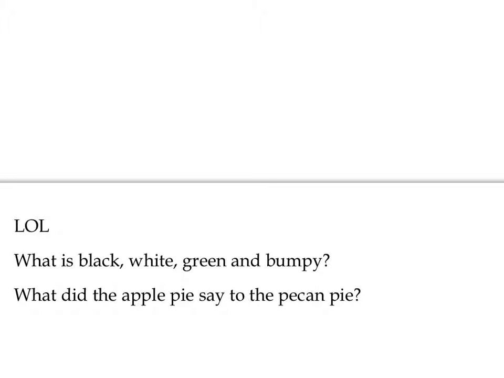I'll laugh out loud. What is black, white, green, and bumpy? Well, obviously a pickle wearing a tuxedo. All right. And the next one, what did the apple pie say to the pecan pie? You're nuts. Okay, you're nuts. So another terrible joke here would be what the best thing to put into a pie is.